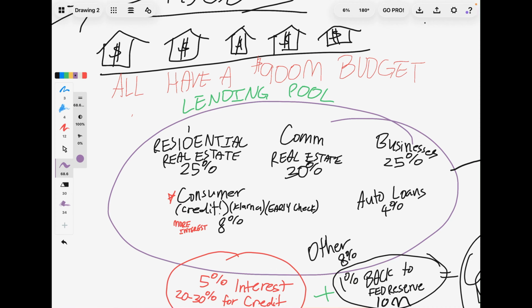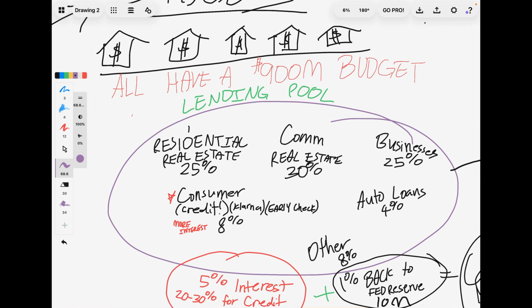Businesses, 25% goes to those. These aren't mostly mom and pop businesses. Most of that is going to big tech companies, information technologies, those types of businesses, then to smaller businesses. I'm going to go back into that after I say all the other categories: consumer, auto loans, and then other. That's just like extraterrestrial things that go into that 8%.